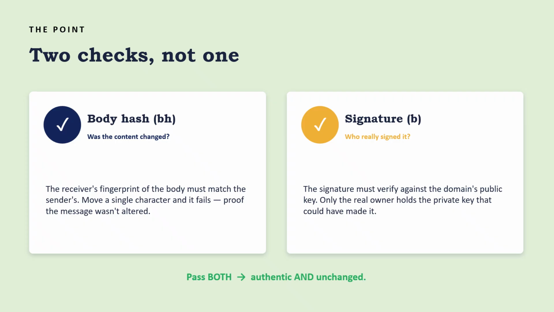Two primary checks occur during this process. The first involves verifying the body hash to determine whether the email content was altered during transit. If any character is modified, the fingerprint will not match, resulting in DKIM failure. The second check verifies whether the signature was generated using the private key corresponding to the associated public key, which is exclusively held by the legitimate domain owner. If both checks are successful, the receiver can trust that the message is authentic and has not been altered.